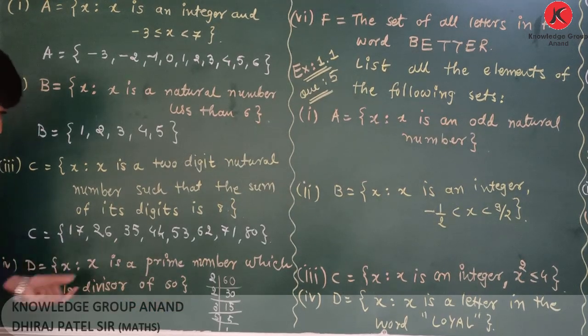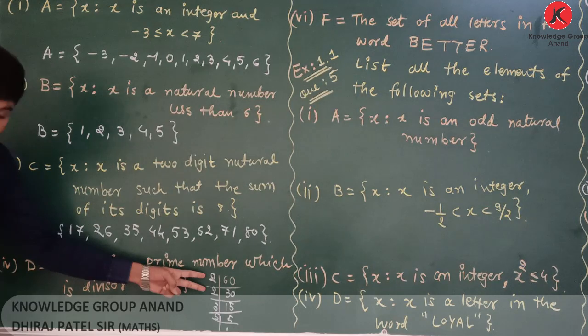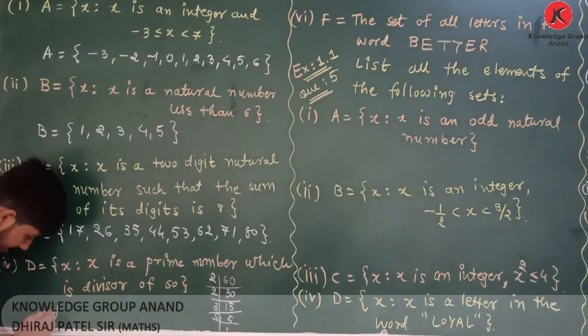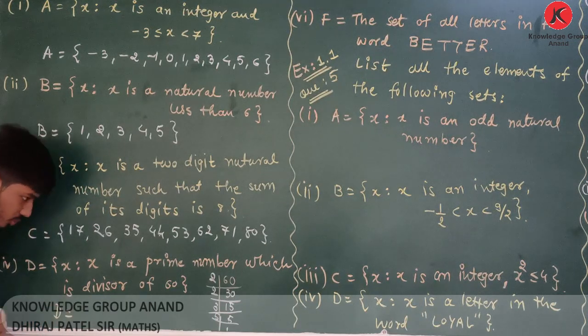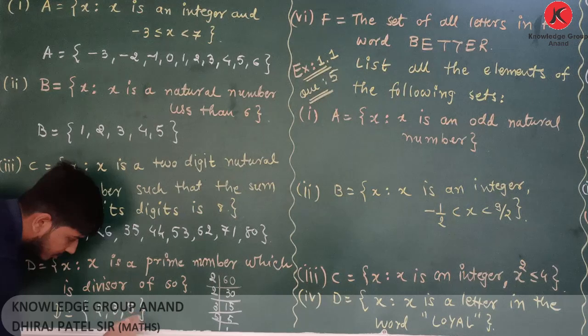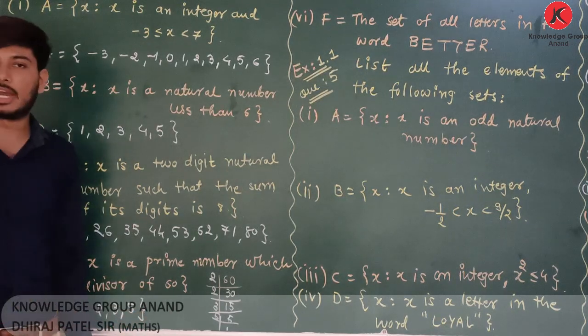Now you have to write this in set form. Therefore you can't write a number two times. Therefore you have to write D equals to, the answer is 2, 3 and 5 only. Therefore the prime divisors of 60 are 2, 3 and 5. Clear?